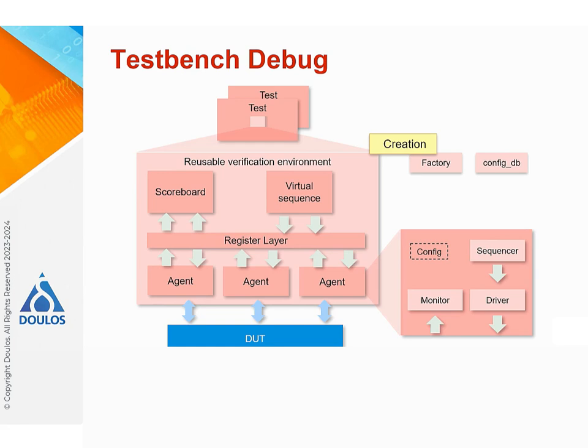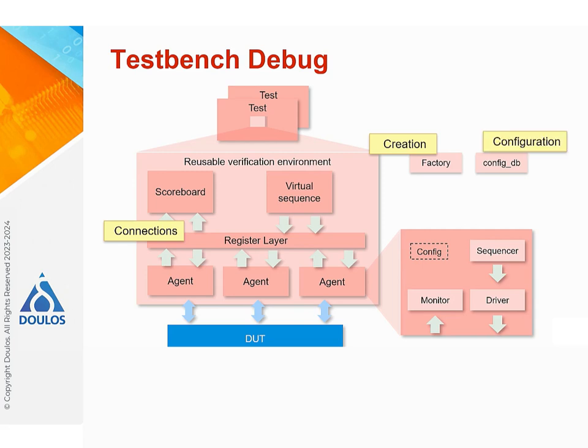So we need some way to go in and debug what is our structure, what does our hierarchy look like. Also, we may run into problems with connecting things up, whether it be your TLM connections or your virtual interfaces. We need some way to be able to see what's connected to what.